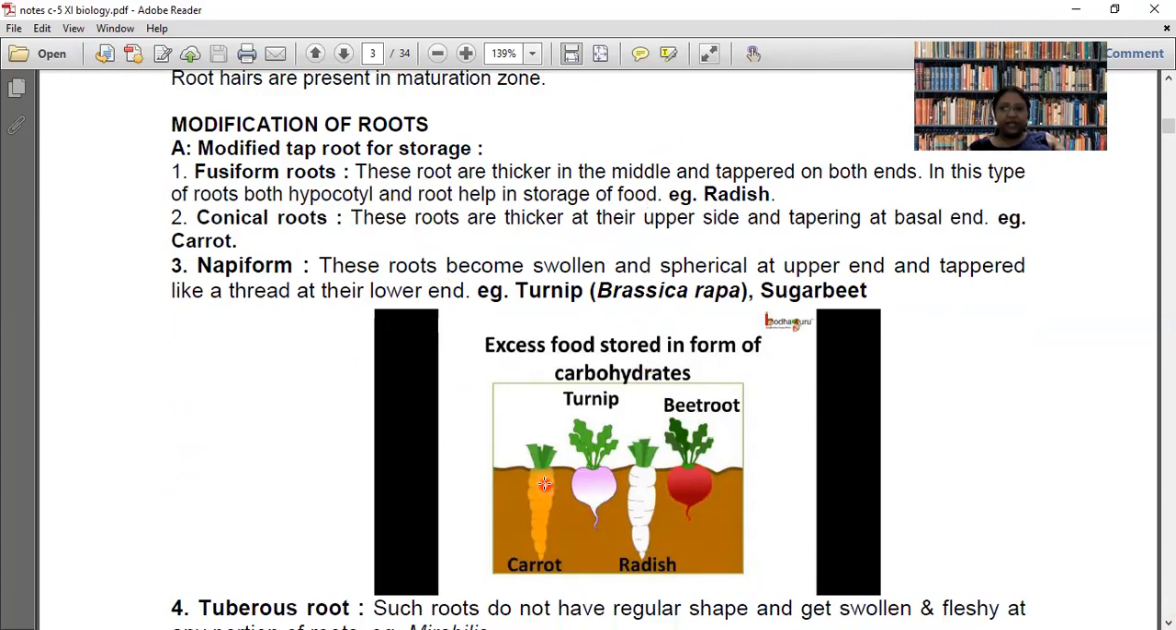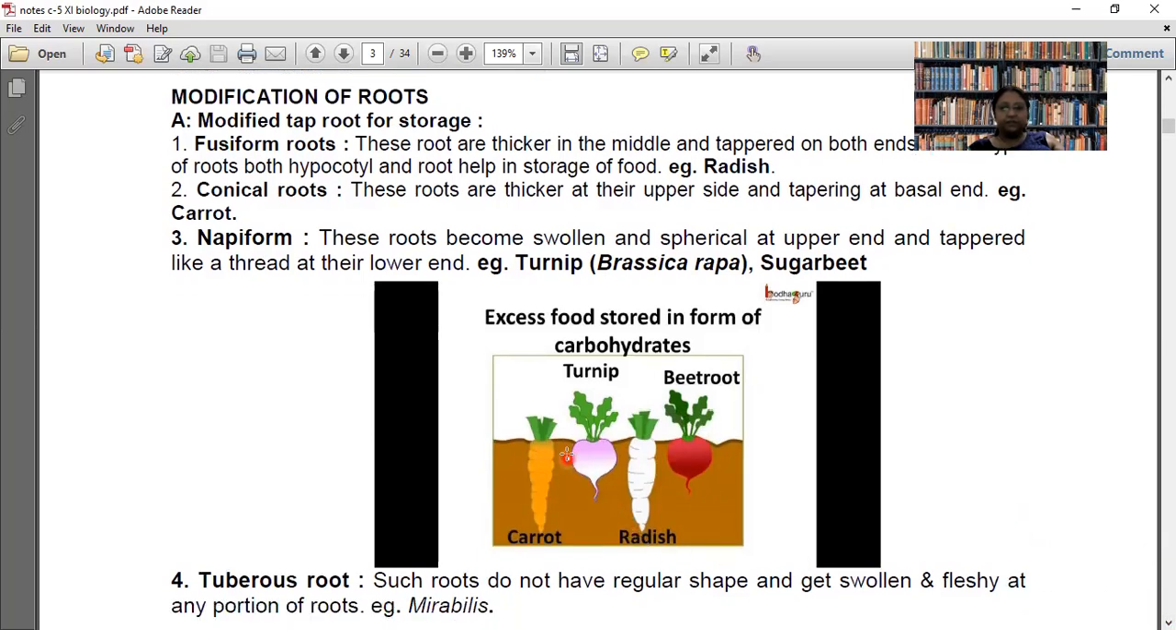So it can be carrot, which is known as conical root. It can be radish, which is a fusiform root. It can be napiform like beetroot, and it can be tuberous like the Mirabilis jalapa or turnip.